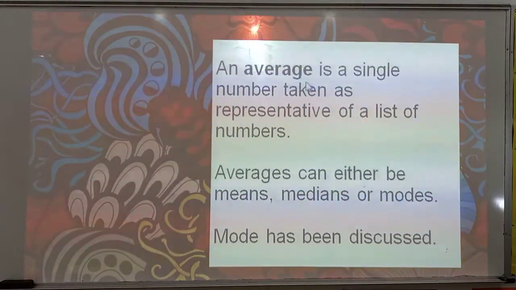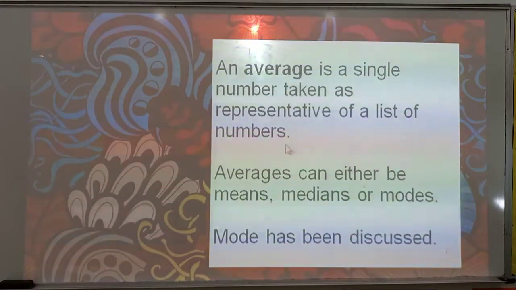So, an average is a single number taken as representative of a list of numbers. If I give you a list of numbers, the average is going to be one number that is picked out of those numbers that represents the other numbers. Now, averages can either be means, medians, or modes.